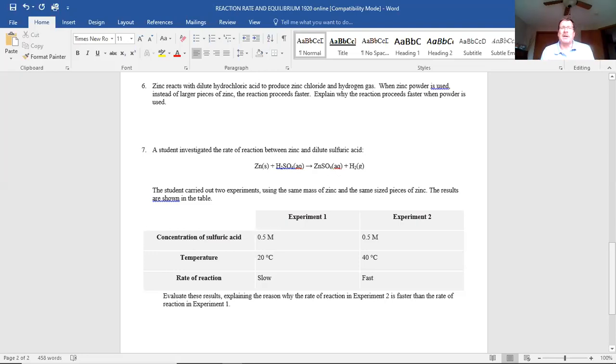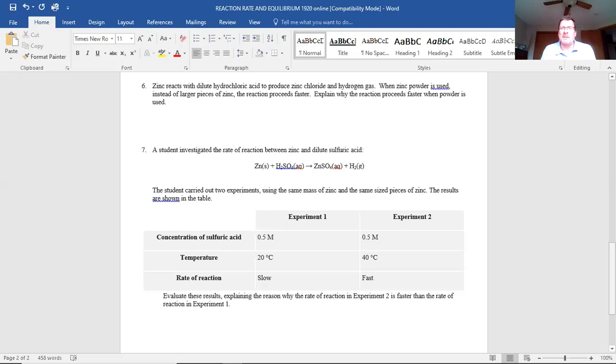All right, zinc reacts with dilute hydrochloric acid to produce zinc chloride and hydrogen gas. Okay, that's nice. It doesn't really mean diddly squat. The key is the next sentence. When zinc powder, P-O-W-D-E-R, little grains, is used instead of big chunks of zinc, the reaction is faster. Why? Just read the question. Powder versus big chunks is a surface area question.